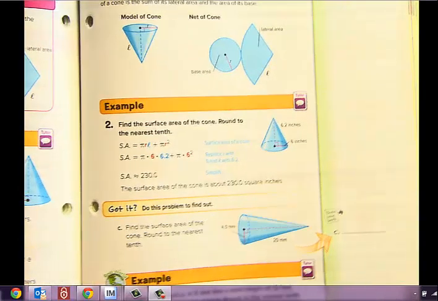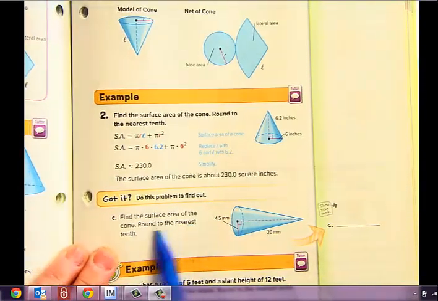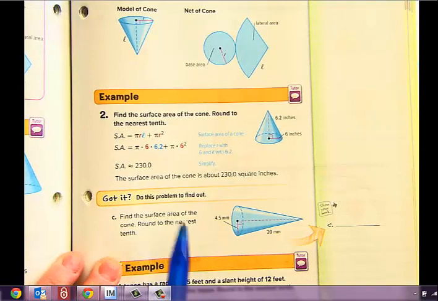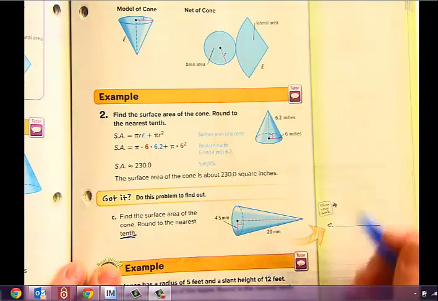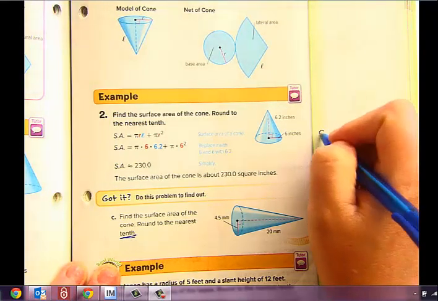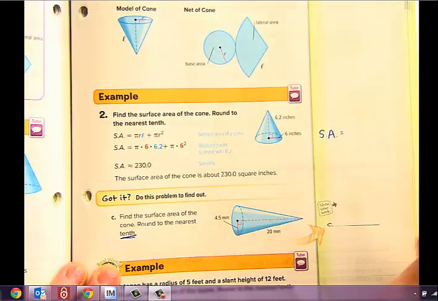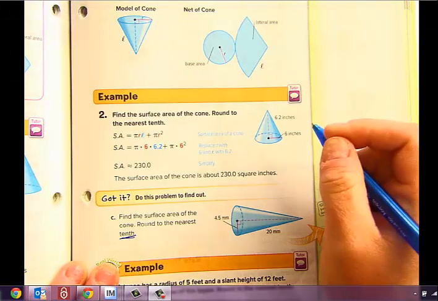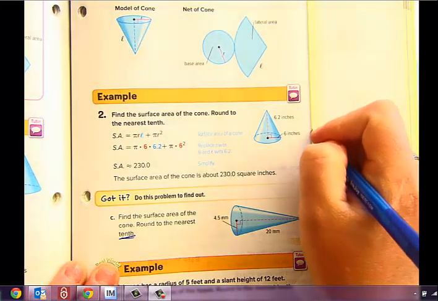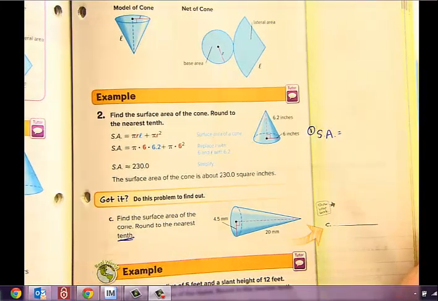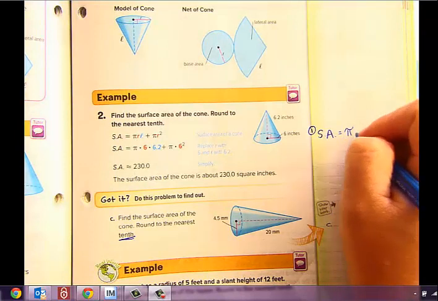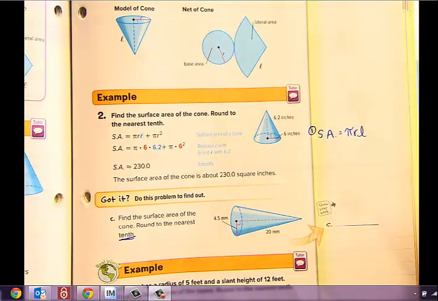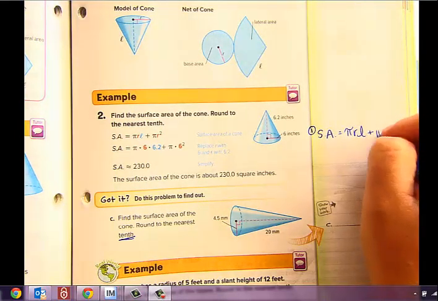Let's look over here at C. It says find the surface area of a cone, round to the nearest tenth. So again, we're rounding to the nearest tenth, one place after the decimal. Let's write our equation first. That should always be your first step, to write the equation. If you don't do that on your tests or on your quizzes, they will be wrong. I'm going to number the things that you have to have. You have to have your equation first, always, on every problem. And the equation is pi times radius times slant height plus the circle, which is pi r squared.